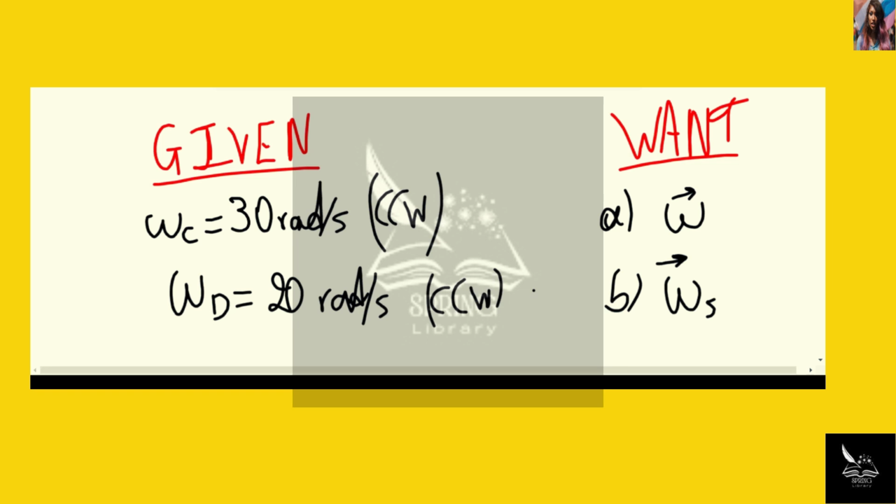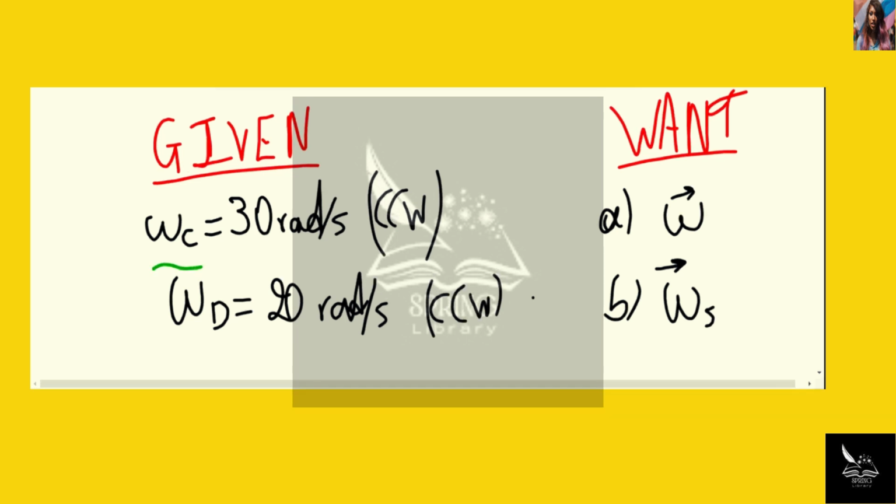So for problem 15.199, we're given the planetary gear system of the drawing, the angular velocity of gear C, which is 30 radians per second, and the angular velocity of gear D, which is 20 radians per second, both counterclockwise viewed from the right. And we've been asked to calculate the common angular velocity of gears A and B, and the angular velocity of shaft FH.